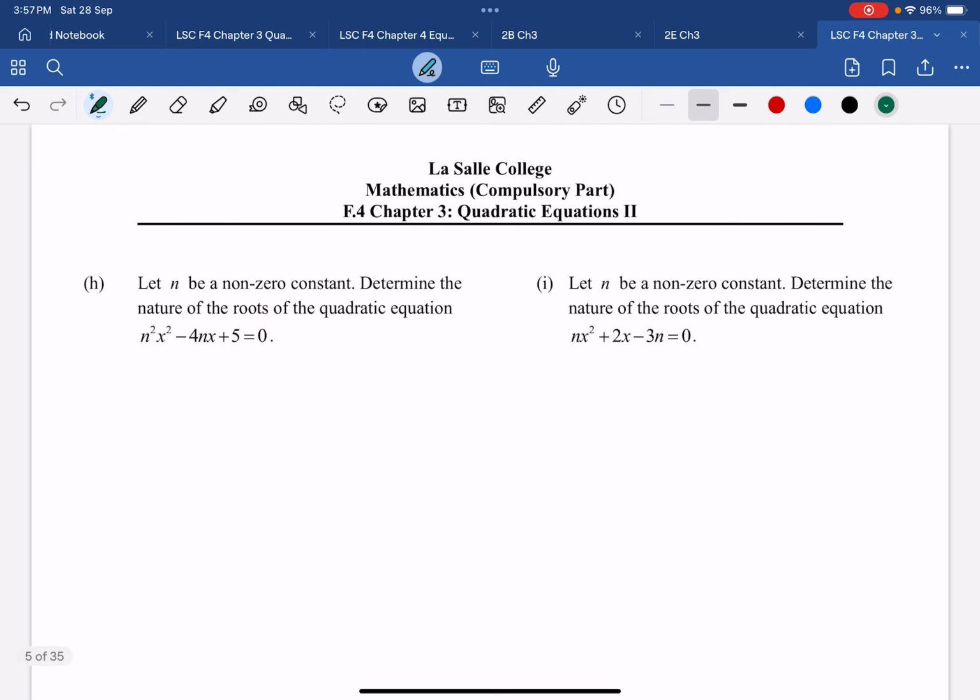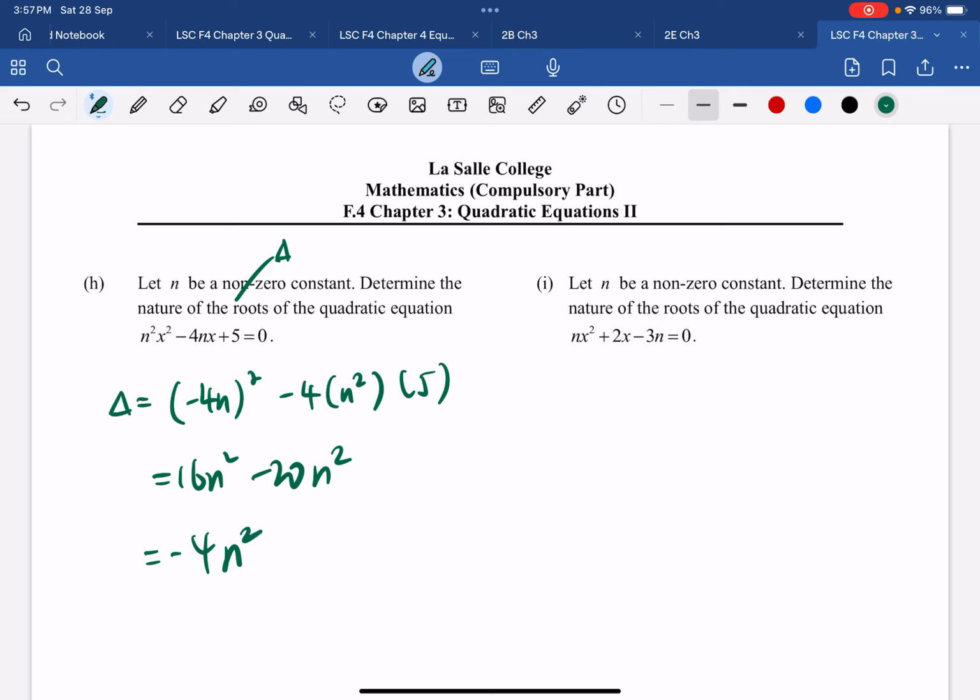And you can do a similar question for part H. Again, it asks you to determine the nature of the root, which means they ask you to find the delta. In this case, delta is negative 4n squared minus 4n squared times 5. So you have negative 4n squared. Again, n squared is greater than or equal to 0 normally.